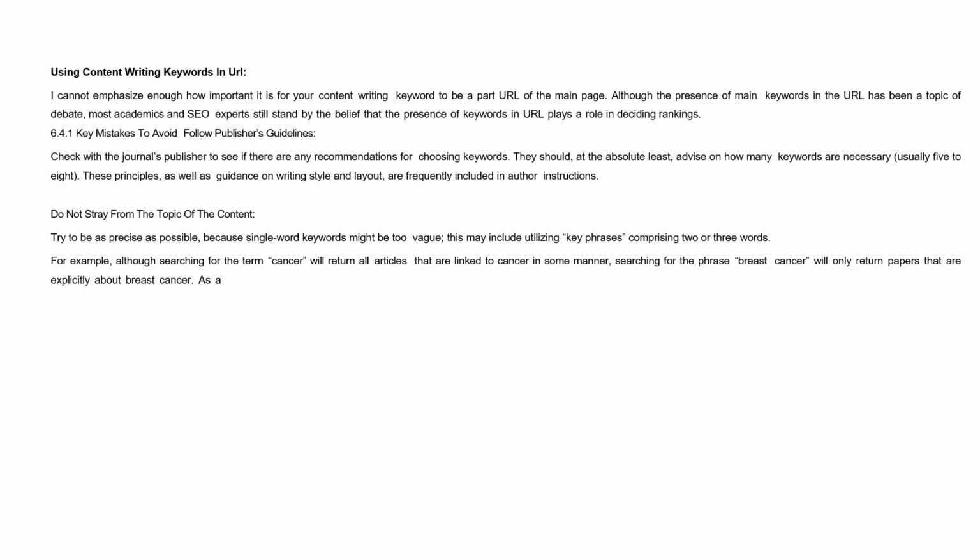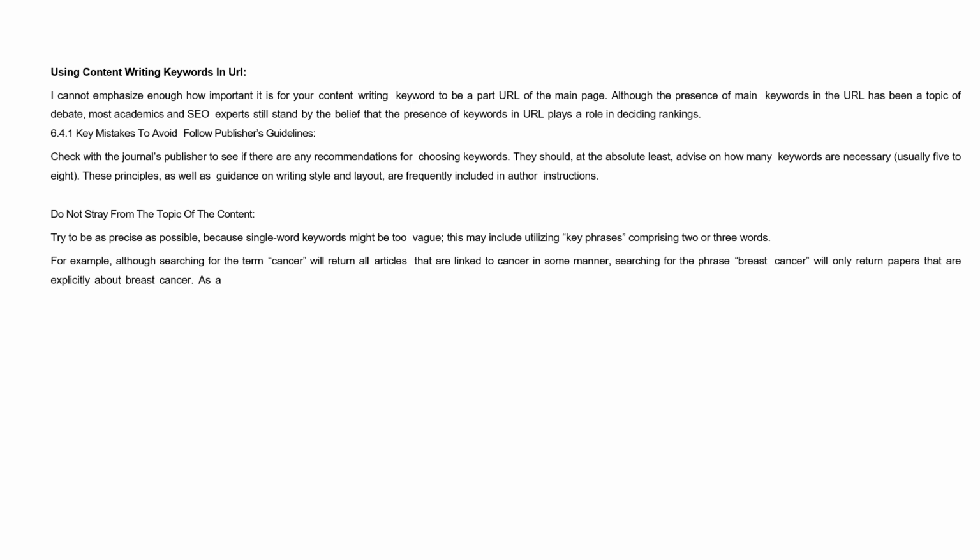Key mistakes to avoid: follow publishers' guidelines. Check with the journal publisher to see if there are any recommendations for choosing keywords. They should at the absolute least advise on how many keywords are necessary, usually 5 to 8. These principles as well as guidance on writing style and layout are frequently included in authors' instructions.